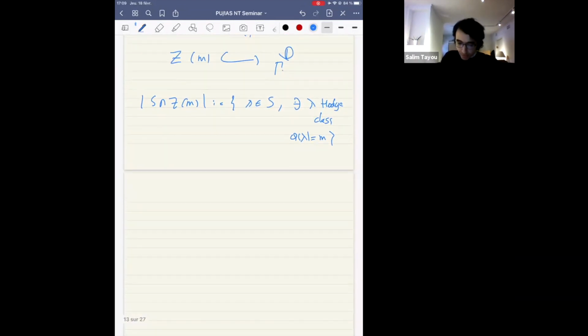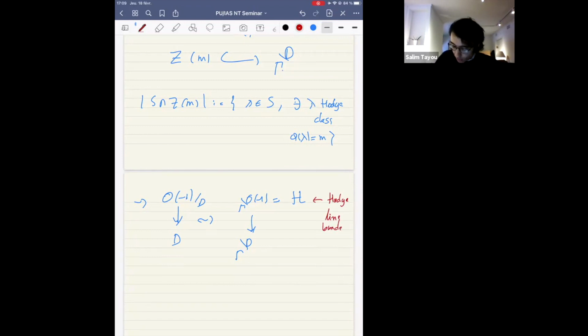We also introduce the Hodge line bundle, which is defined just by restriction. We take the O(-1) restricted to D. This has a gamma-equivariant action. We take the quotient by gamma, and we get here the Hodge line bundle. So of course, the pullback of H to the curve is just F2.